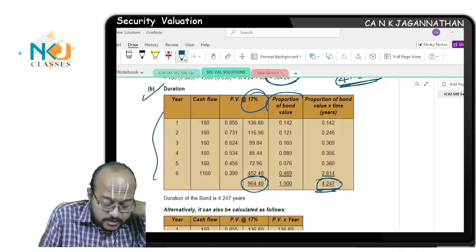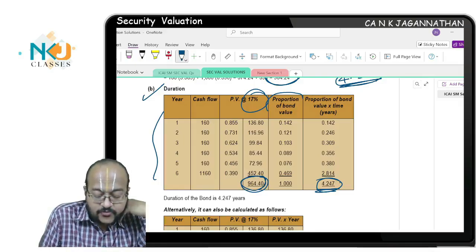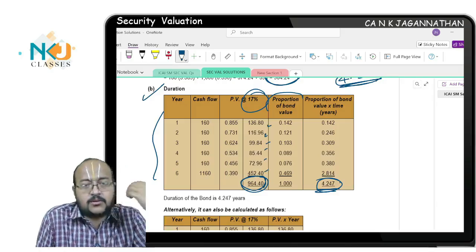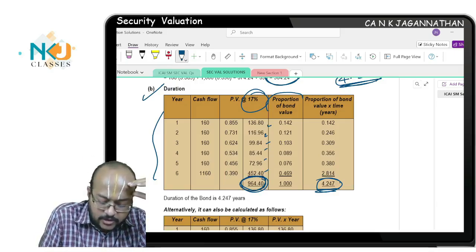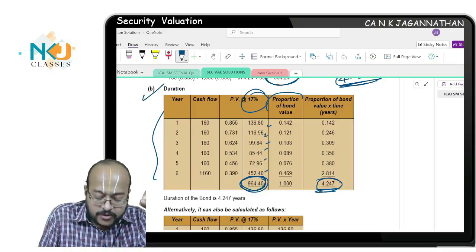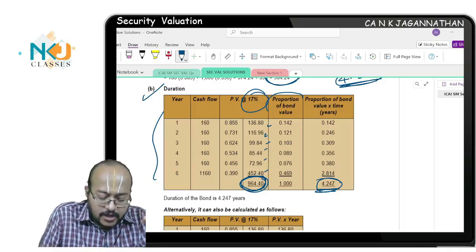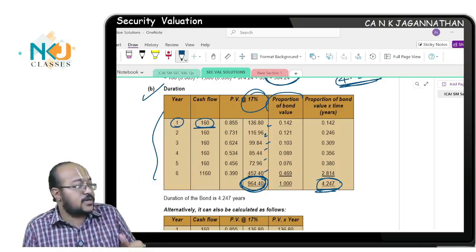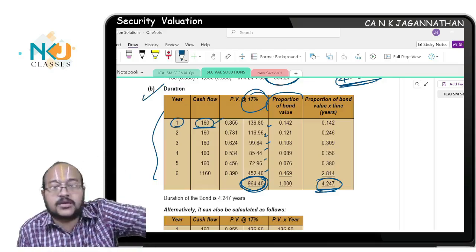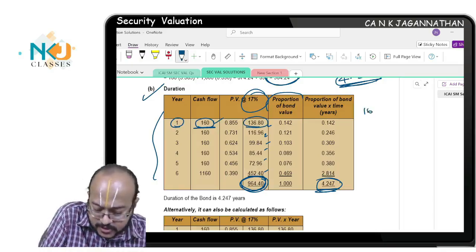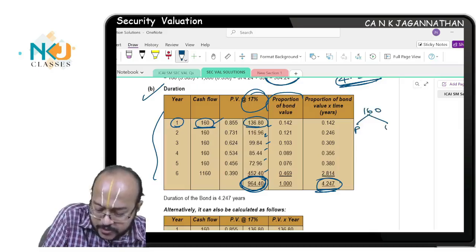Very simple. What you have to do? See, this is the total value of the bond. You arrive at the value of 964.4 after discounting all these cash flows using the present value factor. Now, out of this 964.4, every year you receive 160 rupees of coupon. At the end of year 1 you receive 160 coupon, but you receive it at the end of the year, which means if I discount it and bring it to present value terms, it is 136.8.